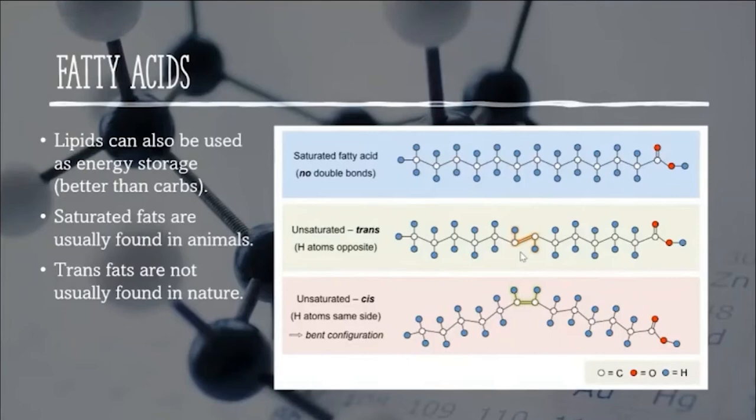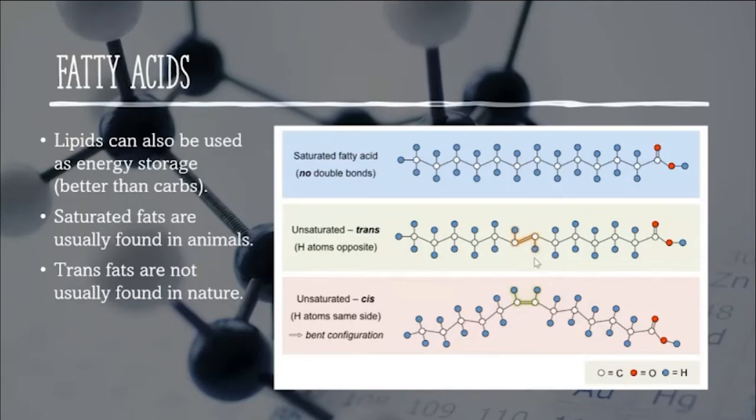Furthermore, unsaturated fats can be cis or trans. This just depends on which side of the double bond the hydrogens are. So if they're on the same side, it is going to be cis. If they're trans, it's going to be on the opposite side.